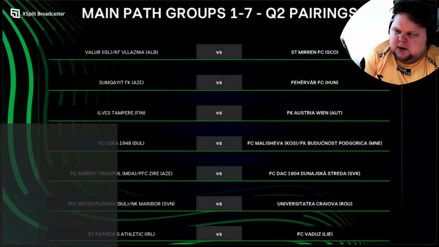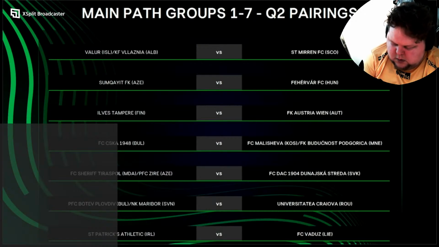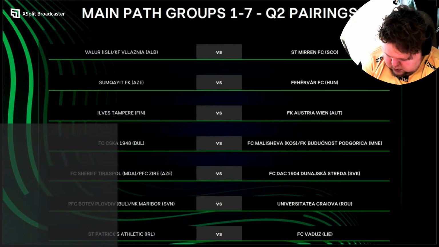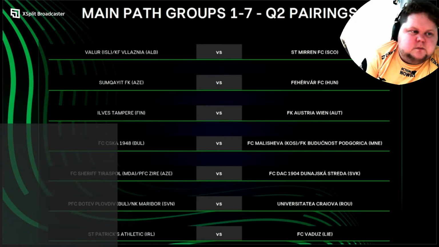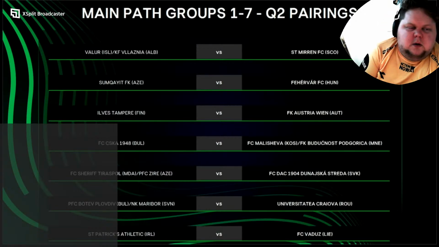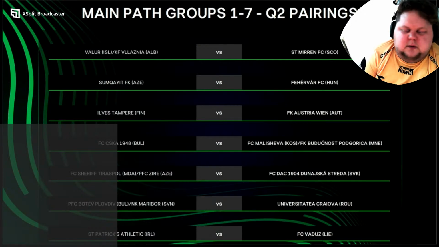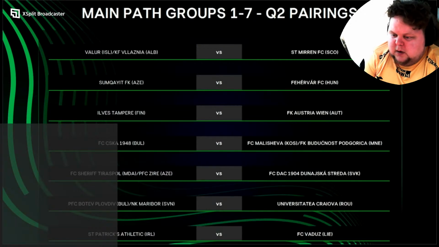Mirren FC from Scotland, Sumakuret FK from Azerbaijan, playing against Ferva FC from Hungary, Ilves Tampere from Finland will play against FK Austria Wien from Austria. FC CSK 1948 from Bulgaria will play against either FC Maleševa from Kosovo or FK Budugnos Podgorica from Montenegro. FC Sheriff Tiraspol of Moldova or PFC Zire from Azerbaijan will play against FC DAK 1904 Dunska Streda from Slovakia.